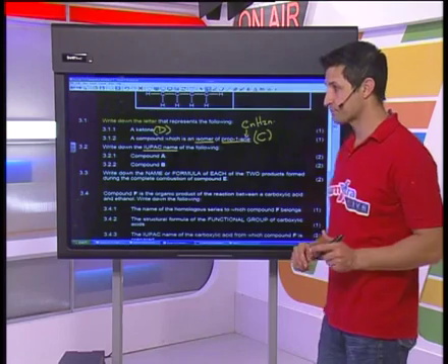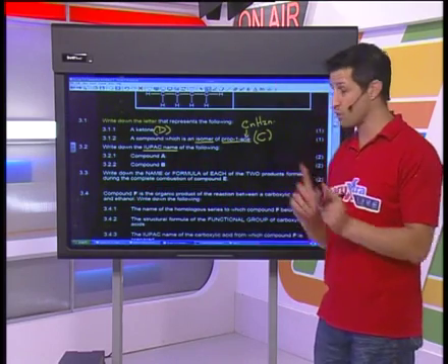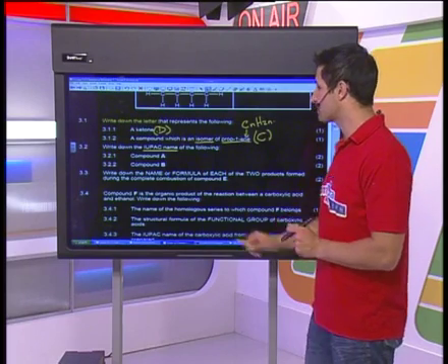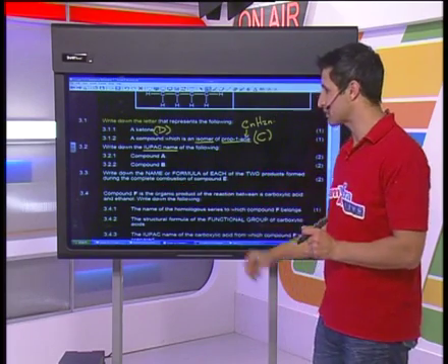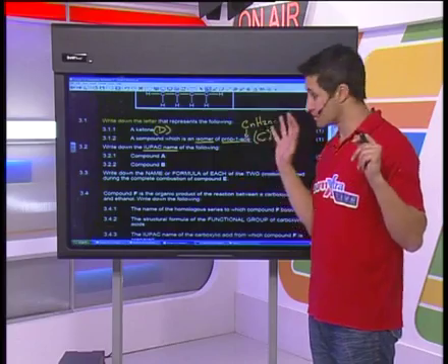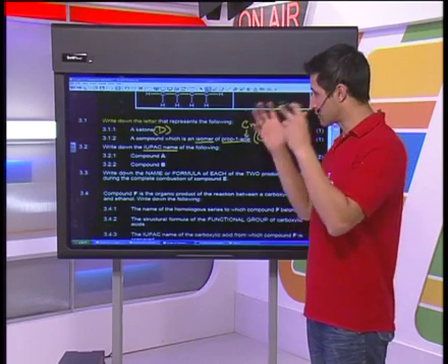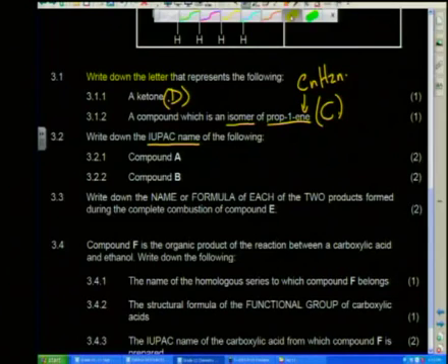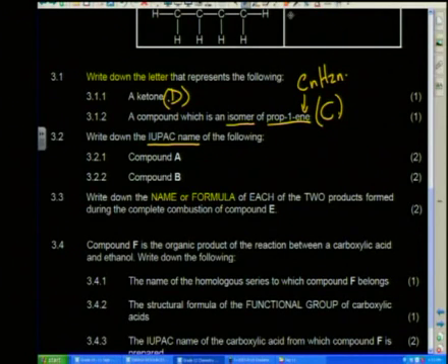Now we're getting there. So it says write down the name or the formula of each of the two products formed with a complete combustion of compound E. Wow, okay. There's a huge amount of crazy words going on here. Let's just try and figure out what's going on. So it says the name or formula. They don't mind which one. Of each of the two products. So we're looking for two products formed when I have a complete combustion. That's our clue. Of compound E.